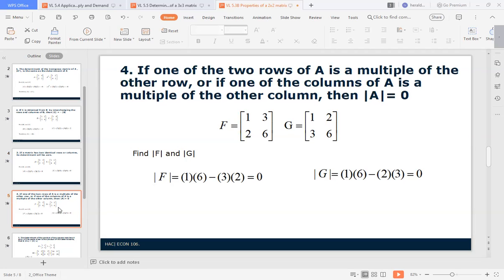Let's have the fourth one. If one of the two rows of A is a multiple of the other row, or if one of the columns of A is a multiple of the other column, then the determinant of A is equal to 0. Okay, again, this is our exercise about linear independence, wherein there is a scalar that proves the argument that one vector is a multiple of the other. And so here, we will end up with a determinant that is equal to 0.